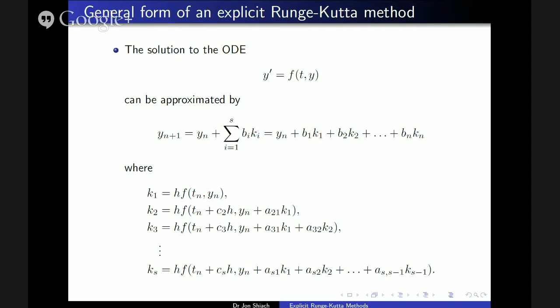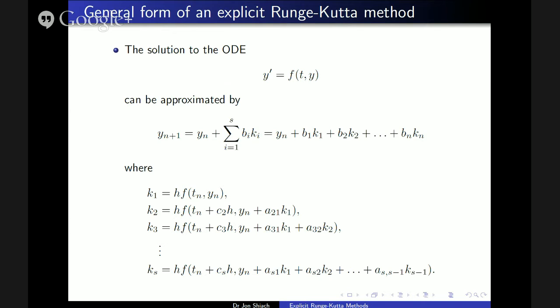Right, so this brings me on to explicit Runge-Kutta methods. Okay, so we have a first order ODE, so y dash equals some function of t and y. Okay, this is the general form. So the next value of y is equal to the current value of y plus a sum of, let's say, s stages.